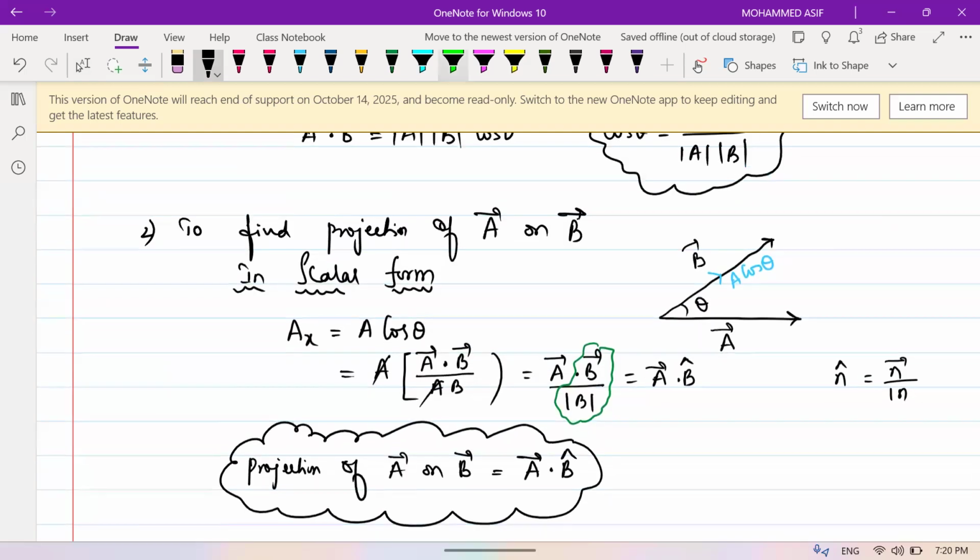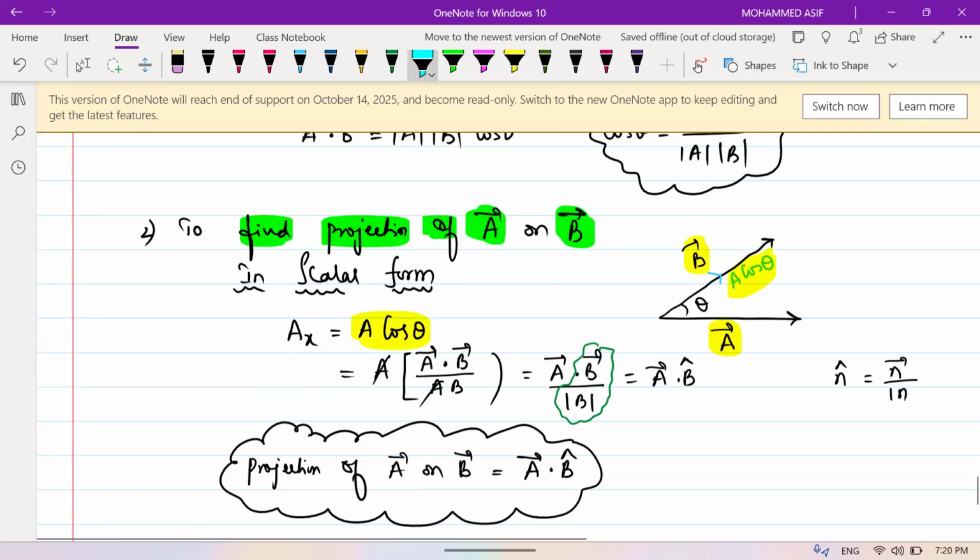Got it, sir. Everyone, we need to find the projection of A bar on B bar, that means the component of A on B. Let's say we have two vectors, A bar and B bar. Projection of A bar on B bar means A cos theta. Cos theta is equal to A bar dot B bar divided by mod A mod B. Here it will be mod A and mod B, so mod A and mod A get cancelled. So A bar dot B bar divided by mod B, and B bar divided by mod B is nothing but B cap.